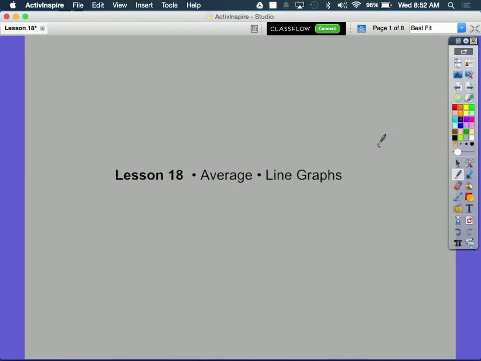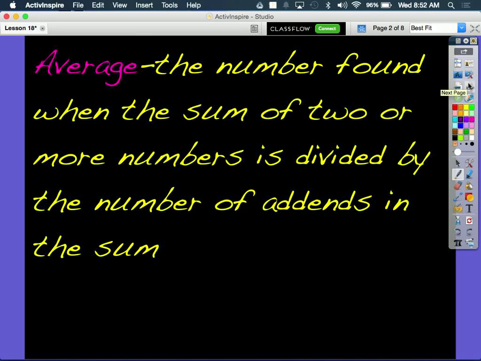For lesson 18, we're going to talk about average as well as line graphs. So the average is the number found when the sum of two or more numbers is divided by the number of adds in the sum. Basically, to find the average, we're going to take all of our numbers, add them up, and then divide by how many numbers we actually have.